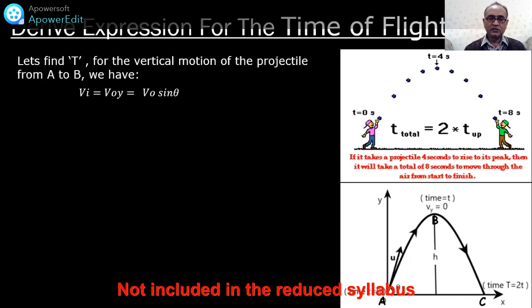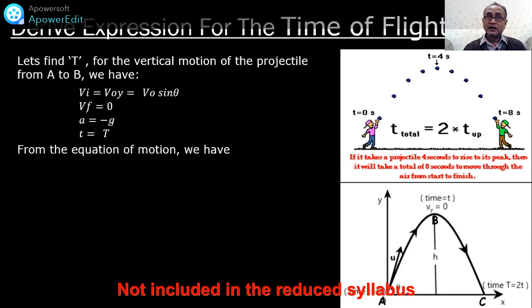So initial velocity is V0y. V0 is the initial velocity, and its component is V0 sine theta. Since the body is approaching the maximum point, the final velocity at point B would be zero. And the value of g is negative, as the body is going up during its motion from A to B. We are going to find the value of T, the time required to reach this point. Clear?